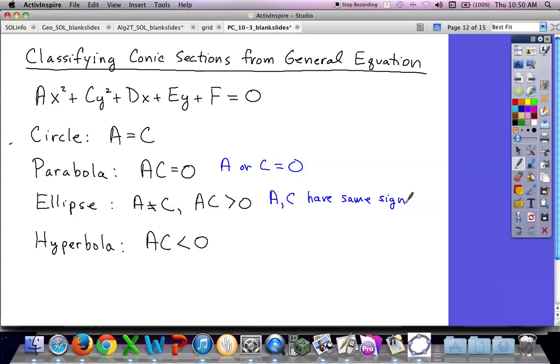And the last one, for the hyperbola, A times C is less than 0. Well, when you multiply two numbers together and get a negative number, what does that tell you about the two? One's negative, one's positive. They have opposite signs.